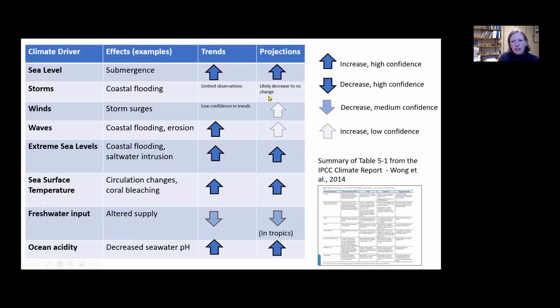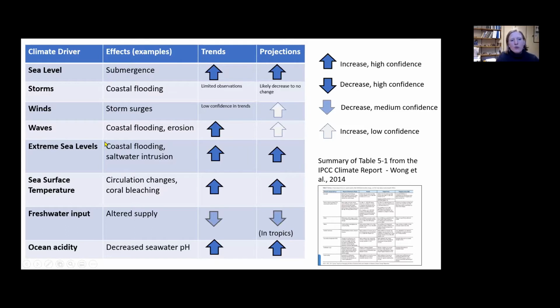It wasn't too clear cut what the trends and projections were with storms because of limited observations. So this is not a good example, but storms are problematic. It's just that their problematicness is very contained to certain areas doing certain things. Winds, with the effect of storm surges, we have low confidence in the models, but the direction is that the winds will increase in their speed into the future.